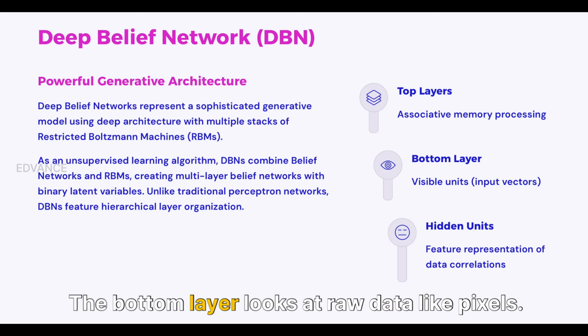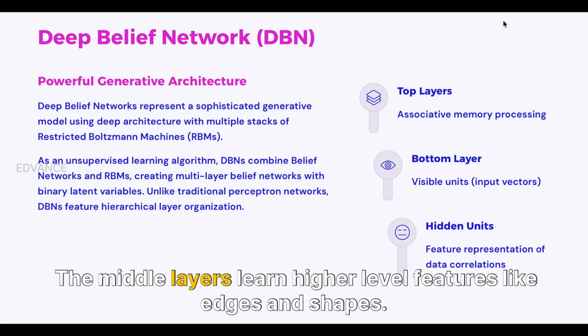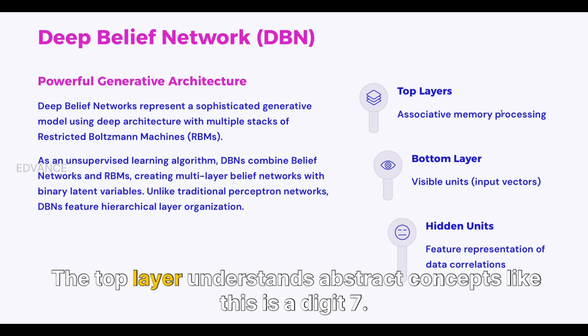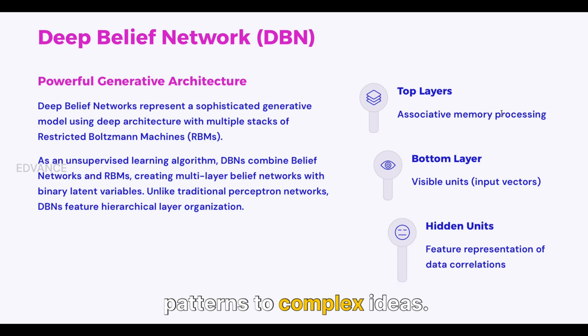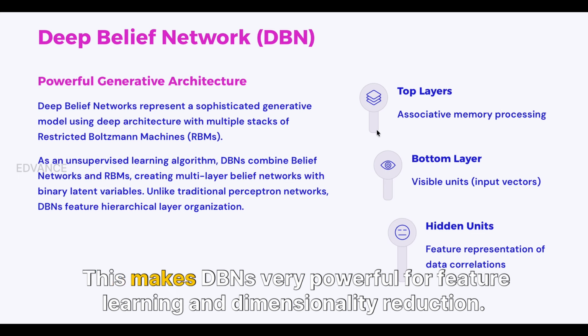The bottom layer looks at raw data like pixels. The middle layers learn higher level features like edges and shapes. The top layer understands abstract concepts like this is a digit 7. This layer by layer learning helps the network understand data step by step from simple patterns to complex ideas. This makes DBNs very powerful for feature learning and dimensionality reduction.